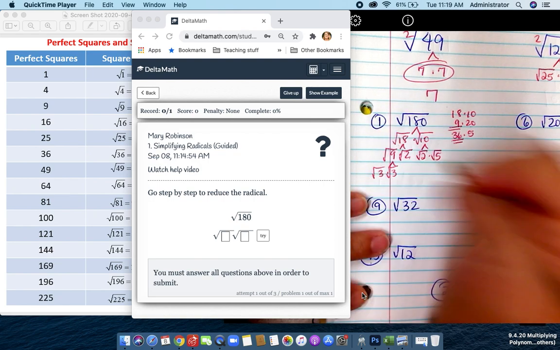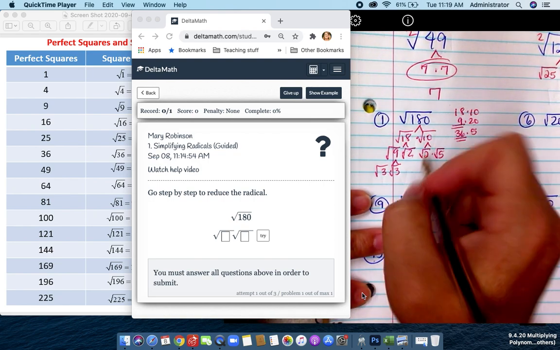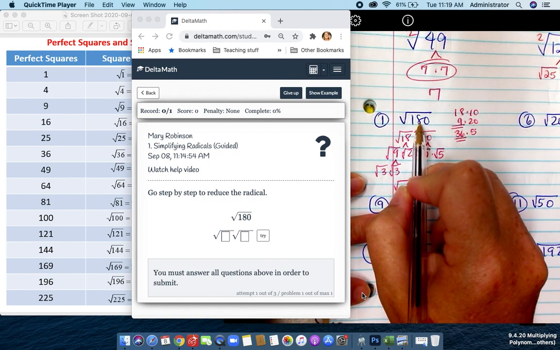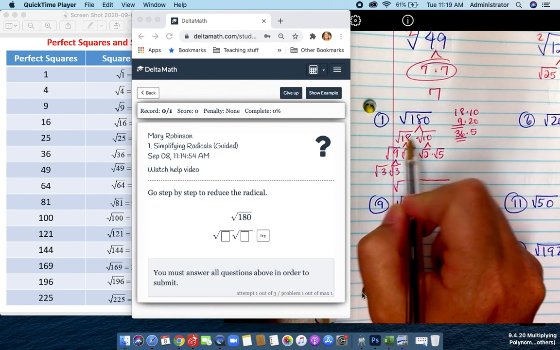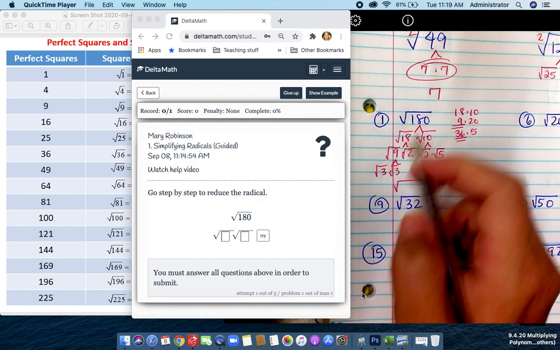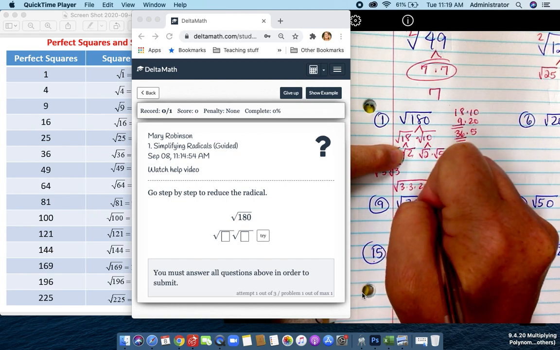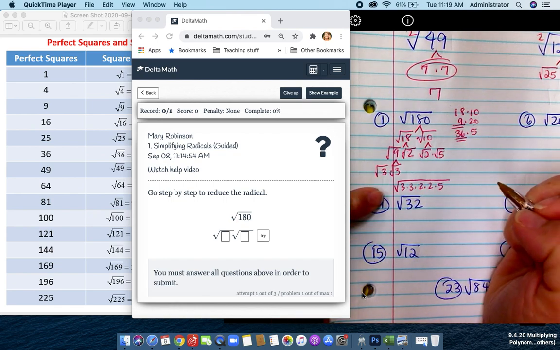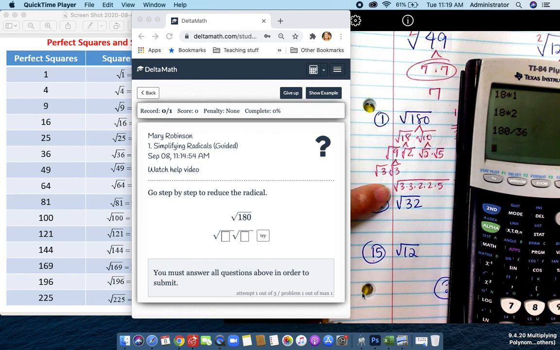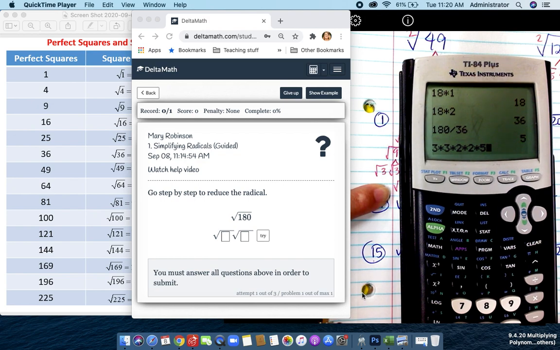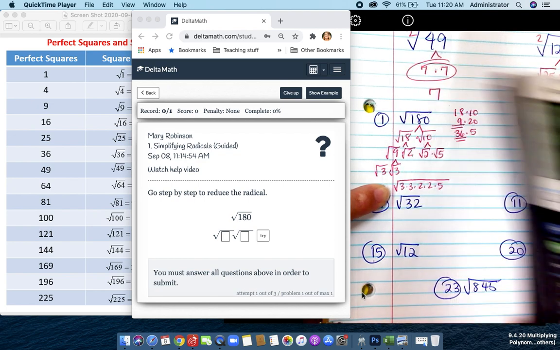times 3. So it might look kind of crazy, but really what we have here is that this 180, rather, that we started off breaking down into 18 times 10, actually breaks down into 3 times 3 times 2 times 2 times 5, all as prime factors. Now recognize, if I type all that in my calculator, 3 times 3 times 2 times 2 times 5, I get 180.